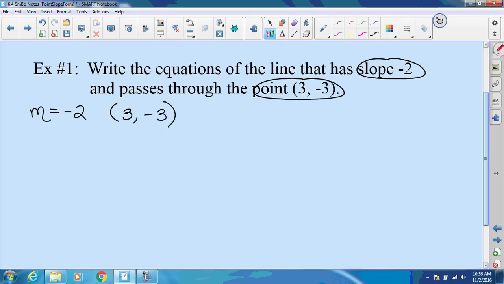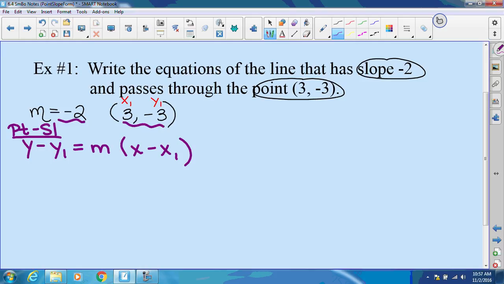And so just as a reminder, for your point, your first number is your x1, your second number is your y1. So we're going to start in point slope form. So point slope form is y minus y1 equals m parentheses x minus x1. So we're going to start there, and I'm going to label this point slope. I'm going to abbreviate that. Okay, so now we're going to plug in. And the reason we're starting in point slope is because we were given a point and we were given slope.